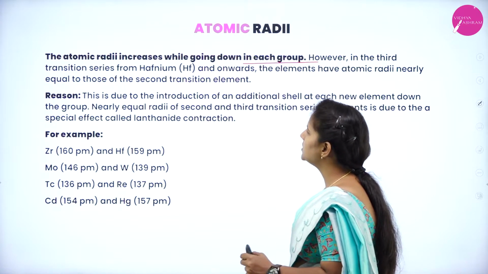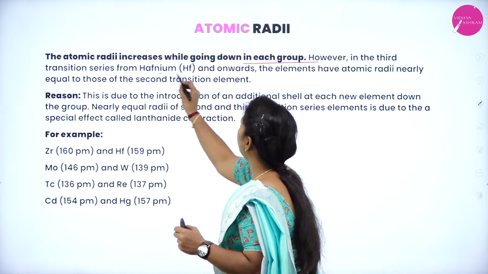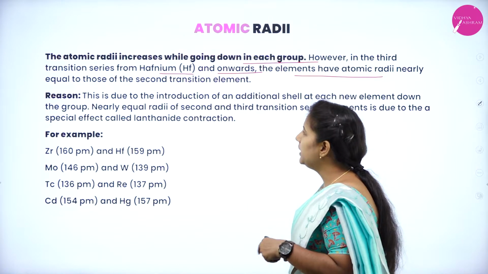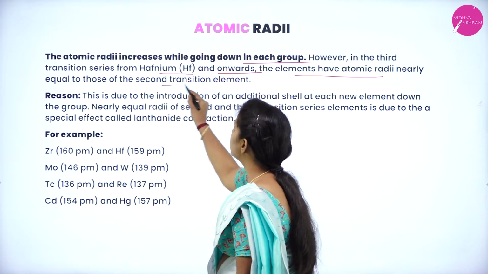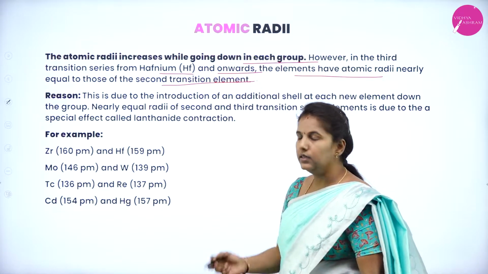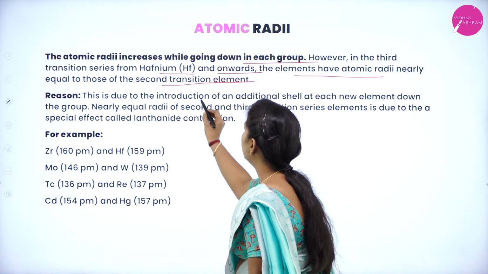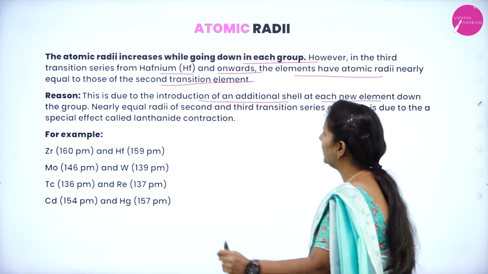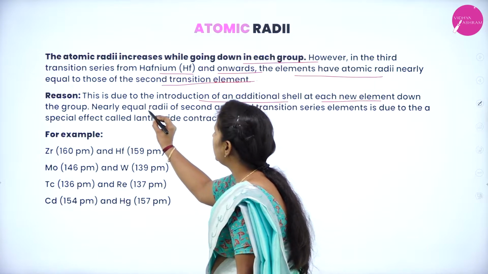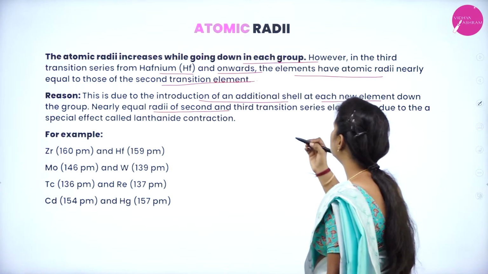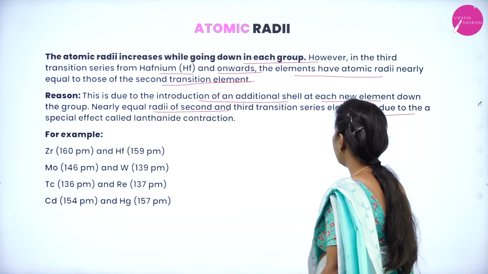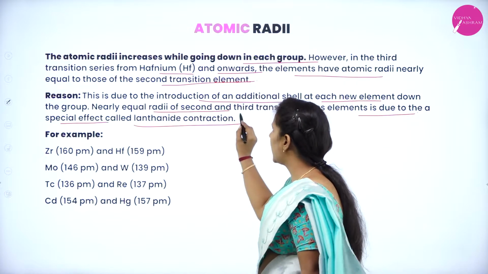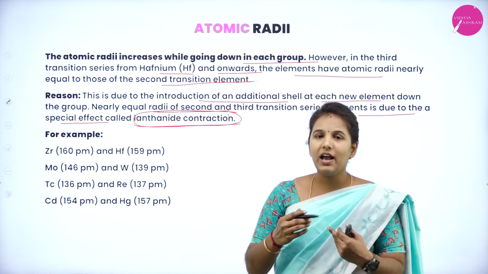However, in the third transition series from hafnium onwards, the elements have atomic radii nearly equal to those of the second transition elements. This is due to the introduction of an additional shell in each new element down the group, and nearly equal radii of the second and third transition series. This is due to the special effect known as lanthanide contraction. This is very, very important.